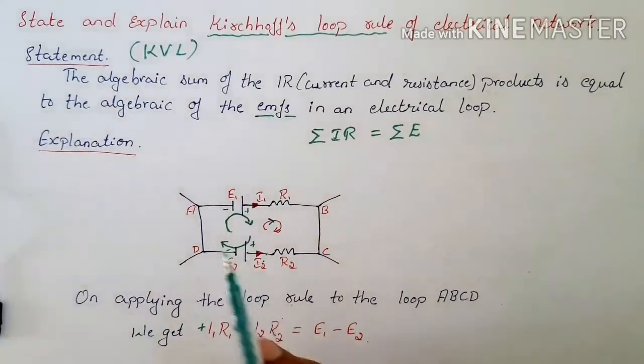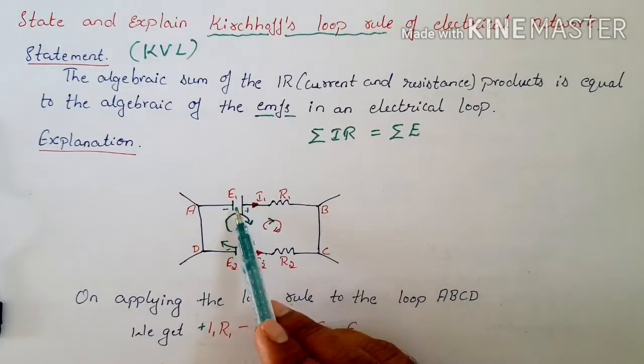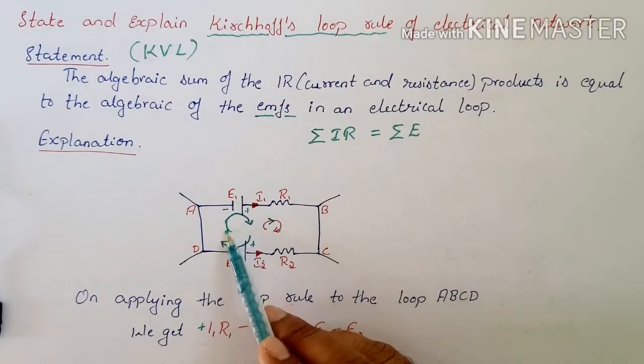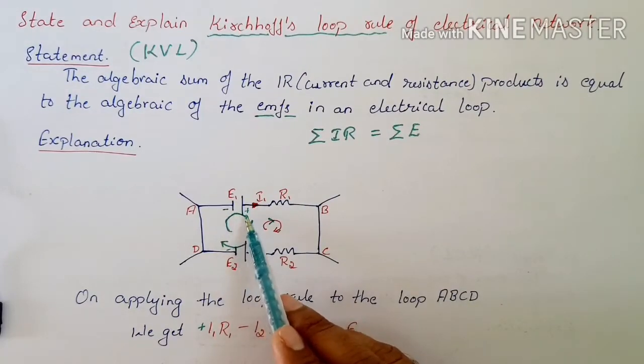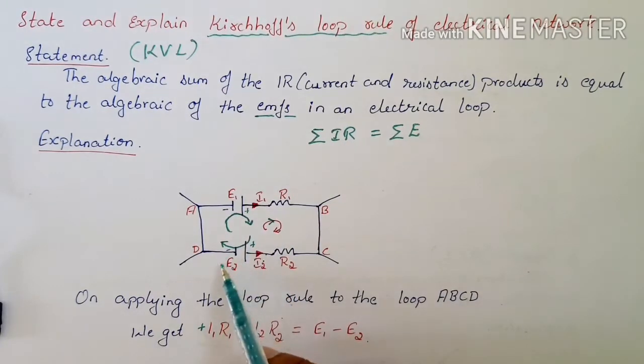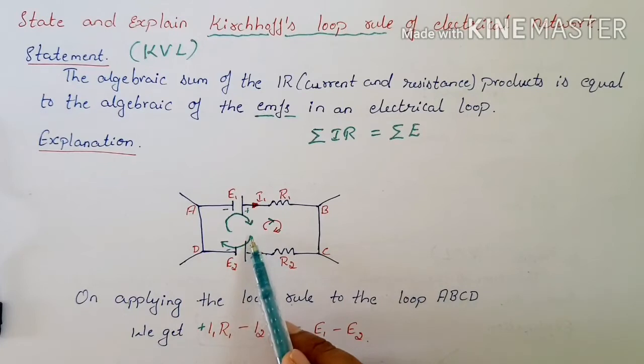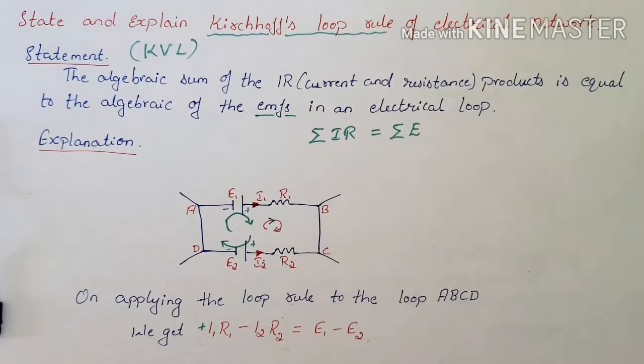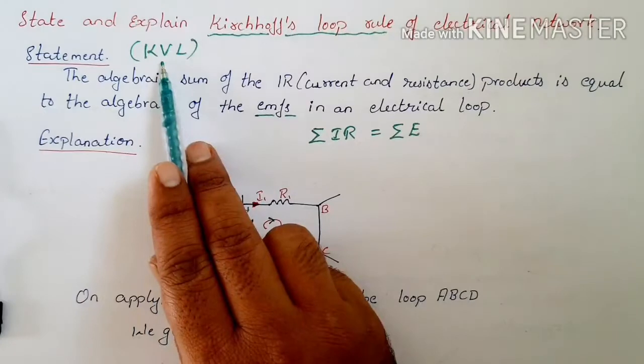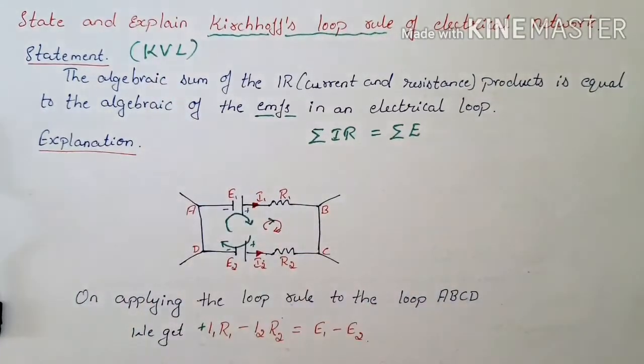Understood? The EMF should be taken as positive when the arrow mark is directed from the negative electrode to the positive electrode, and it should be taken as negative when it is directed from positive to the negative of the cell. These are the rules you need to apply when using Kirchhoff's voltage law. I'll show you the rule once again.